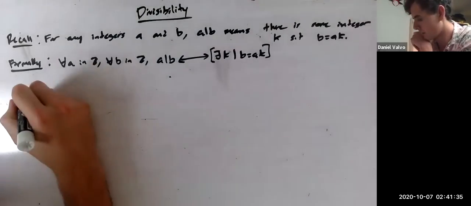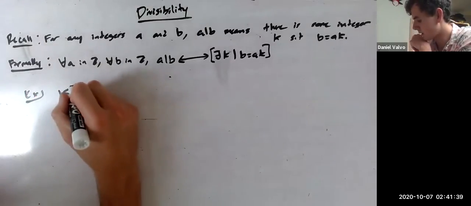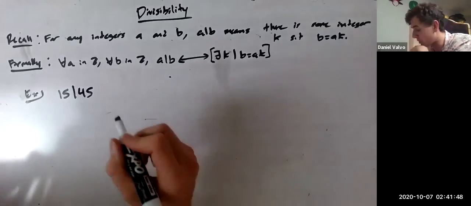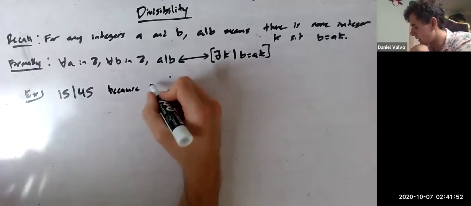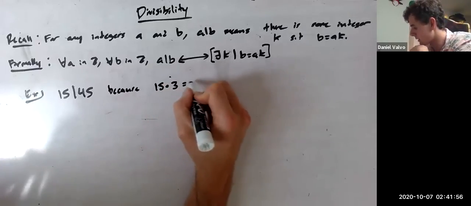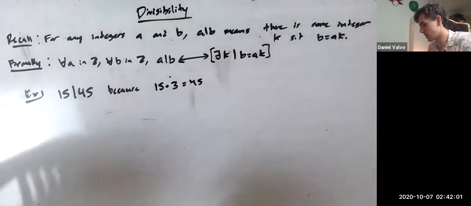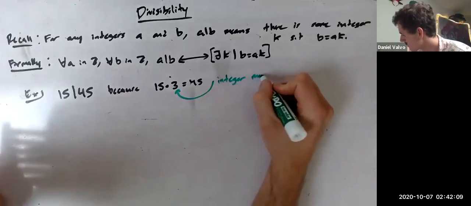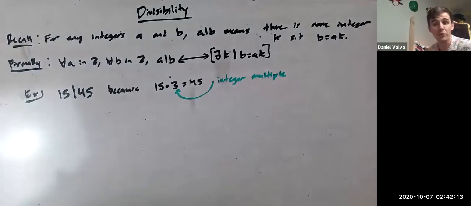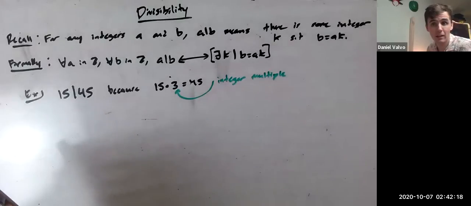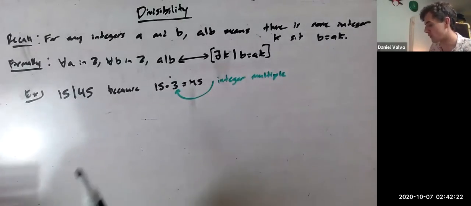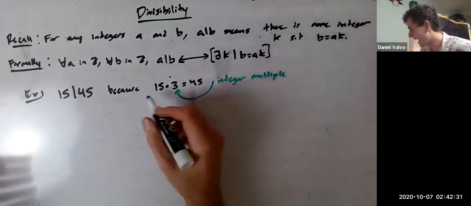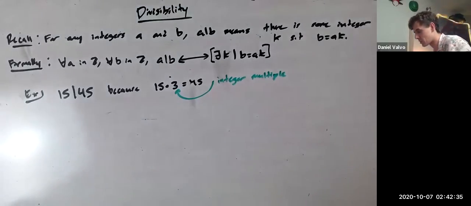So for example, 15 divides 45. Why does 15 divide 45? Because 15 times 3 equals 45. The point is, 45 is an integer multiple of 15. You can multiply 15 by an integer, in this case 3, and you get 45. So that's why 45 is a multiple of 15. That's why 15 divides 45. And this also tells us, by the way, that 3 divides 45. So that's interesting.